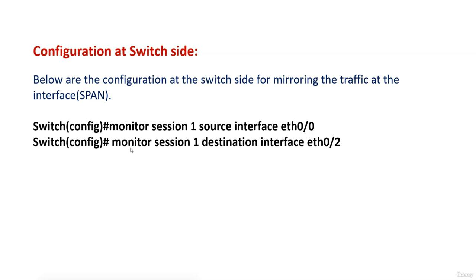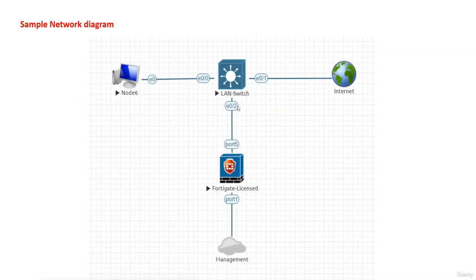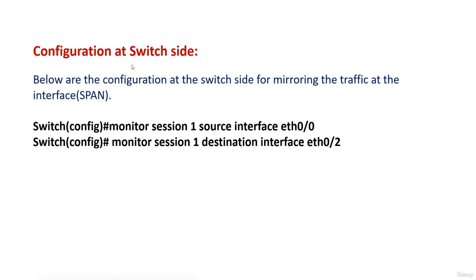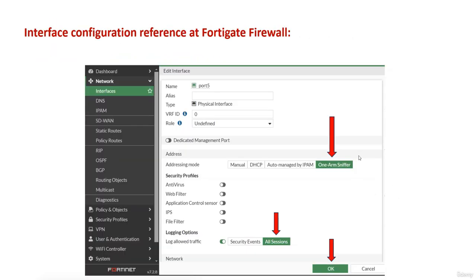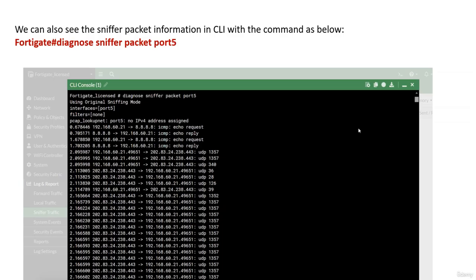In the next line, it says monitor session 1, the same session, destination interface 0/2. Basically, whatever you are collecting from here, send it to this destination, eth 0/2. So this is the switch side configuration. Then for the FortiGate firewall configuration, this is for your future reference, and I'll show you how to do it. We can do it from both the CLI as well as the GUI.